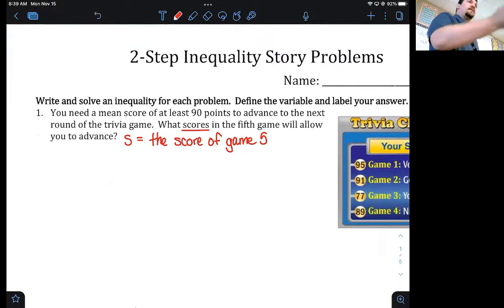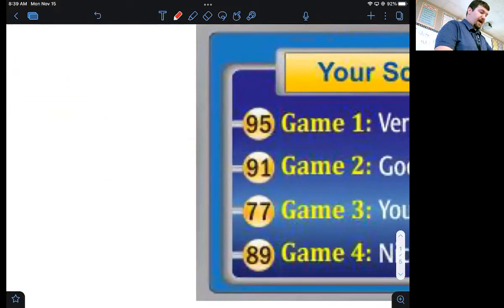And so Aiden, tell us what mean means. The average. Good. I want my average score. And so Parker, can you tell us again what average means? Adding everything up and dividing by the number of numbers you have, which if there are 5 games, I will have 5 numbers. Yeah, so 4 of the games we already know, 95, 91, 90, or 77, and 89.